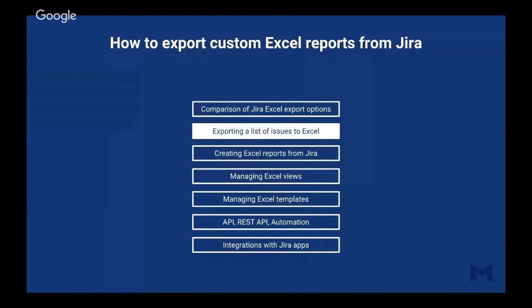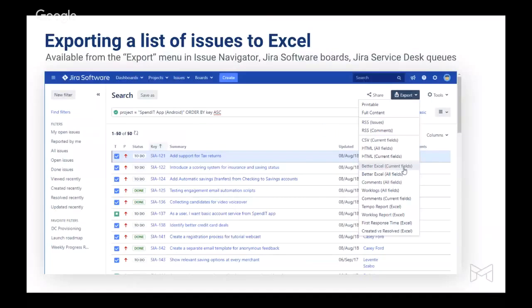Okay, let's see how you can start using the app and export a list of issues to Excel. So if you pull up your Issue Navigator screen in Jira, you'll find that the export menu in the upper right corner is extended with additional options added by Better Excel plugin. As you are looking at the Issue Navigator, the export options appear on the existing user interface that you are familiar with. And that's intentional. We wanted to fit Excel exporting into the Jira interface as frictionlessly as possible.